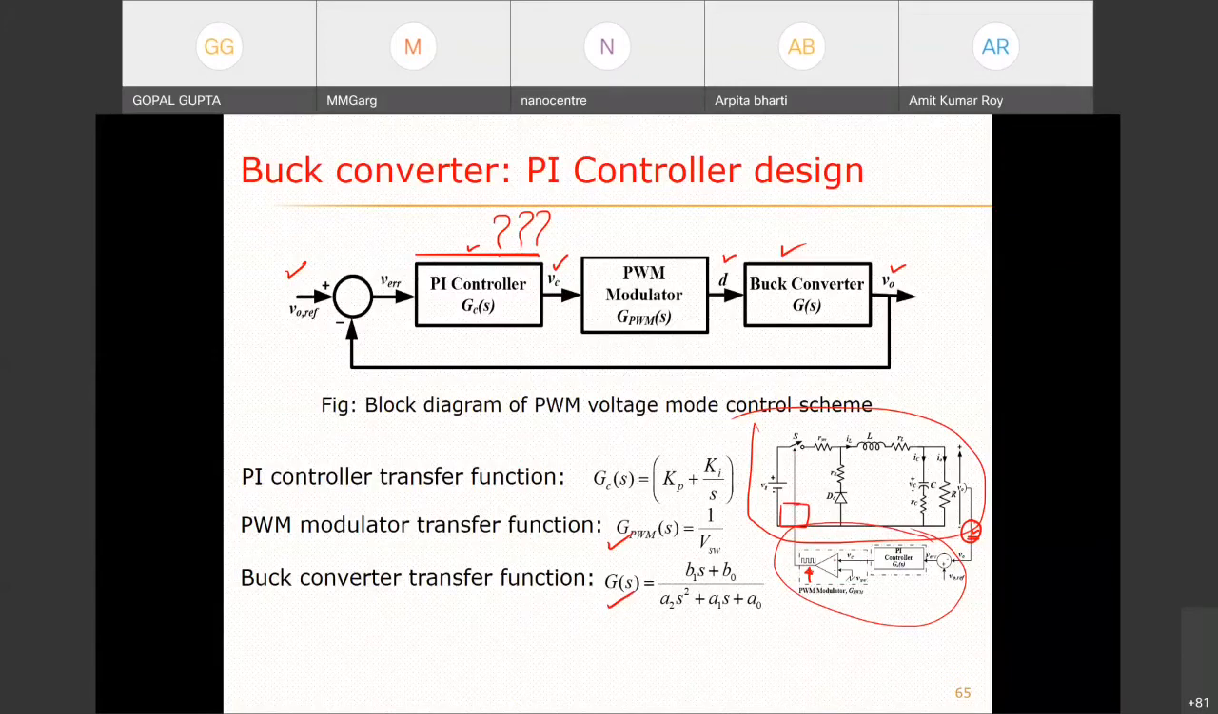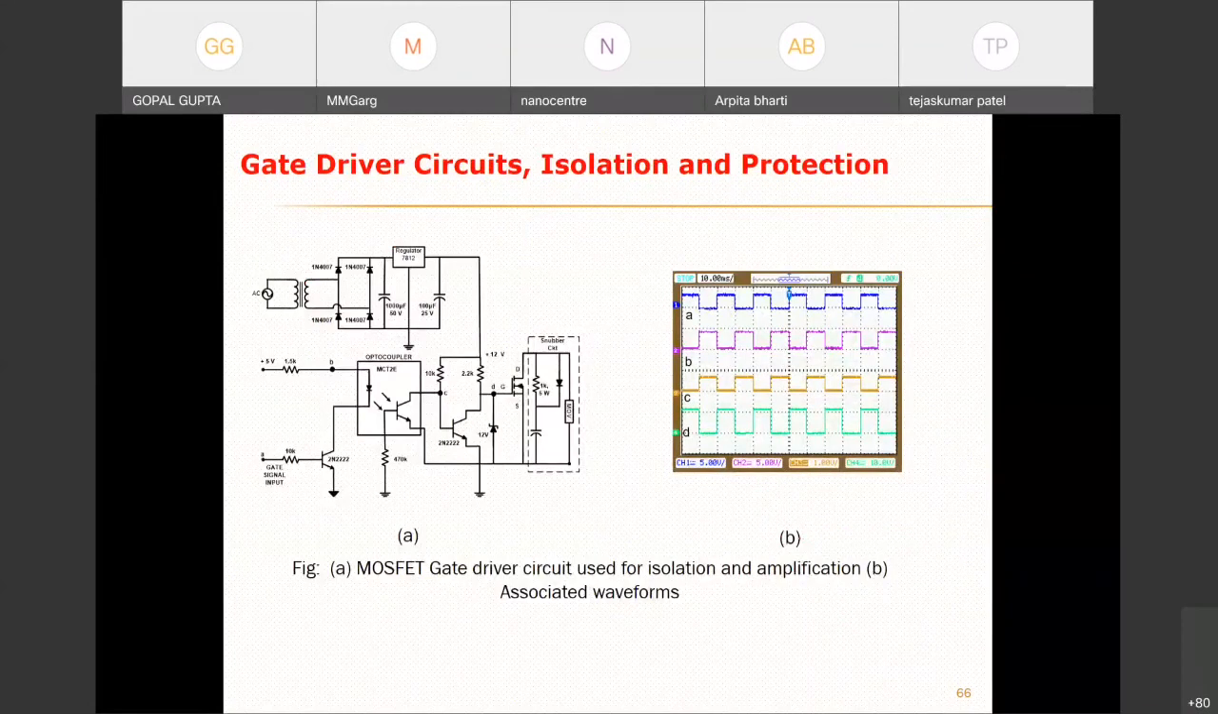So these sensors already have isolation, right? Similarly, when these pulses are fed to our switches, which may be MOSFET or IGBT, there should be some isolation. Another thing, all these controller aspects are implemented in some low voltage device, maybe DSP or dSPACE, right? Now this needs to be isolated and amplified. So we need an amplifier and isolation circuit.